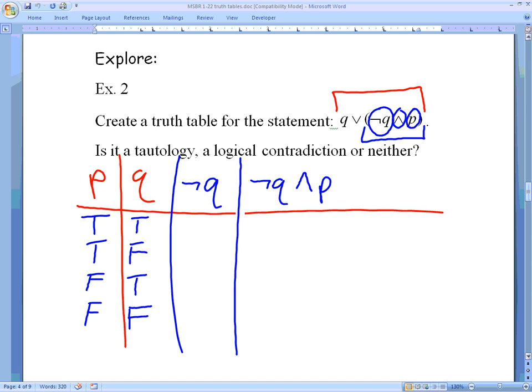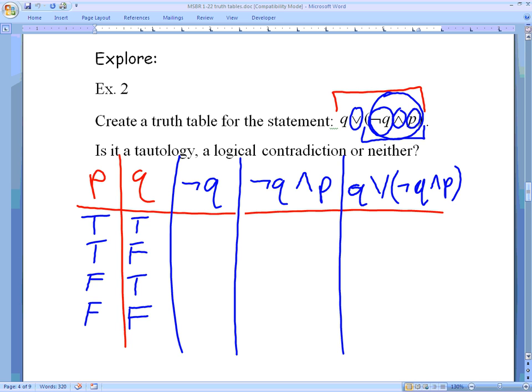So now I'll just be comparing those two columns together. And once I figure that column out, I'm going to take this whole thing, which is not Q, not Q and P, that whole thing, and I'm going to compare it using this or symbol to Q. And when I've done that, I'm done. And I'm never comparing more than two columns at once, which is my goal. If that went a little fast for you, again, we'll do some more examples next class.